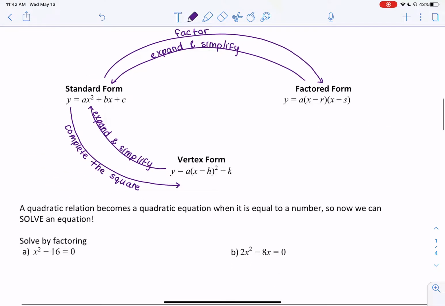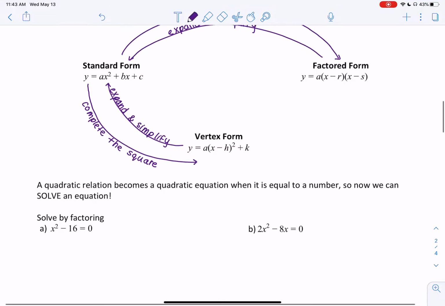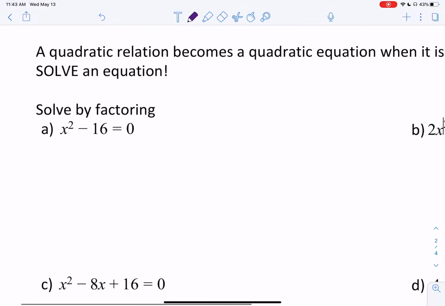Now what we're going to get into is we're going to look at quadratic equations. So we've talked about quadratic relations, but when something becomes an equation is when it's equal to a number. And these quadratic equations we can actually solve. So what we're going to be doing here is solving by factoring. I'll show you how you can actually solve these things nice and easily. So when we get to these word problems, we can find answers without having to use Desmos and clicking on the graph.